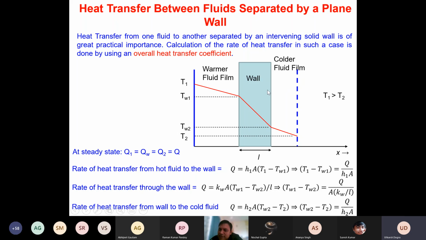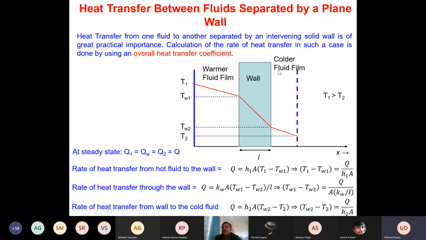Similarly, now let's look at this second fluid here. Again, the heat transfer is going to take place by convection. So Q is given by h2 A times TW2 minus T2, isn't it? And we can rearrange this entire thing. What we will get is TW2 minus T2 is given as Q divided by h2 A. Do you all agree with all three equations? Yes, sir.